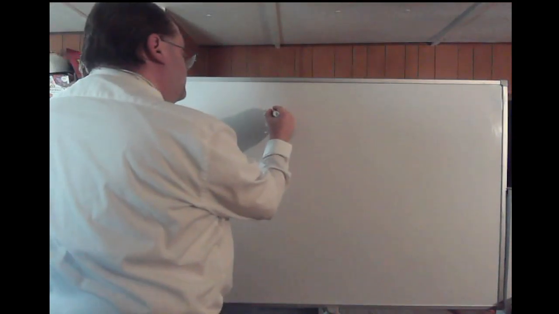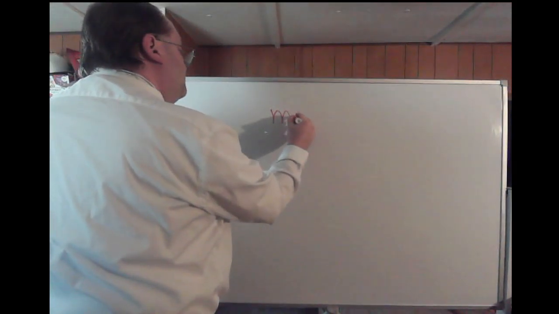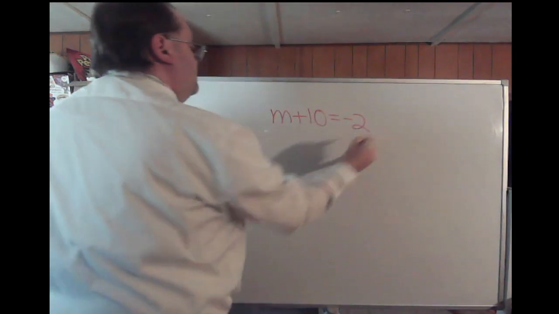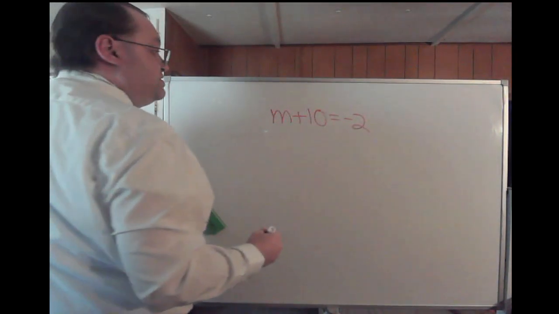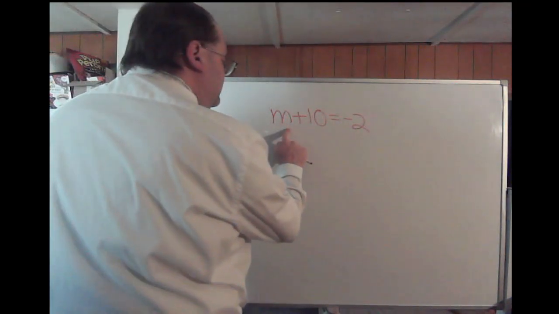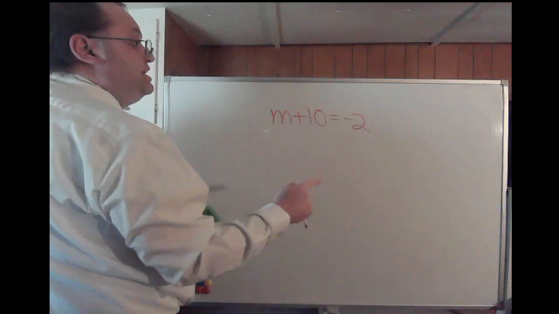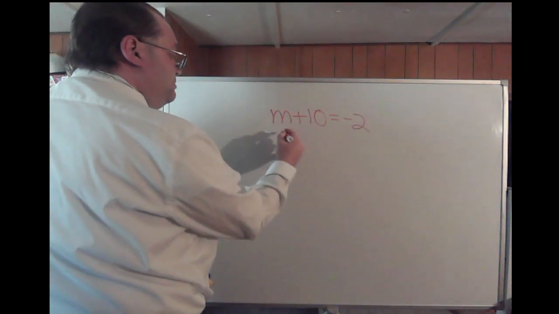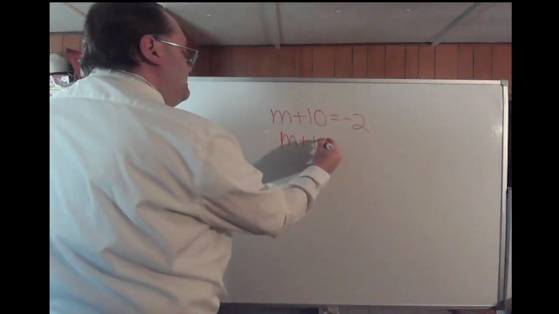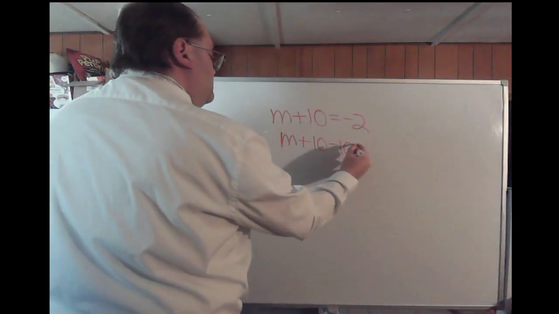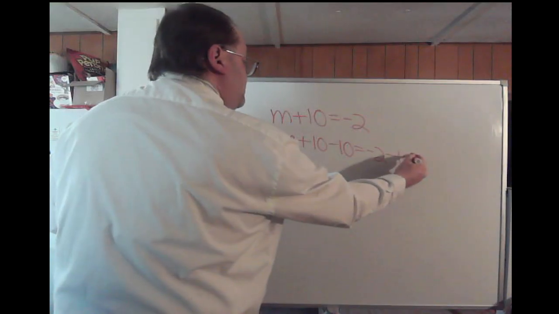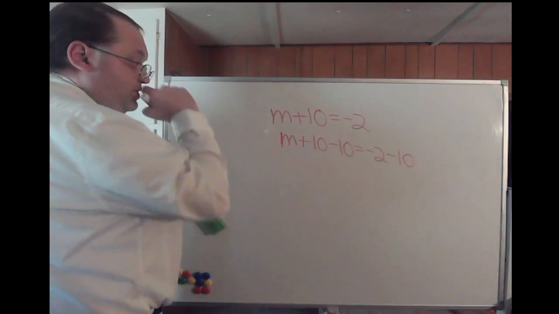Alright, how about this one? M plus 10 equals negative 2. Well, of course, the goal is to get m by itself. You have plus 10, so you'll need to minus 10 to get the m by itself. So you do m plus 10 minus 10 would be equal to negative 2 minus 10, because what you do to one side, you got to do to the other.